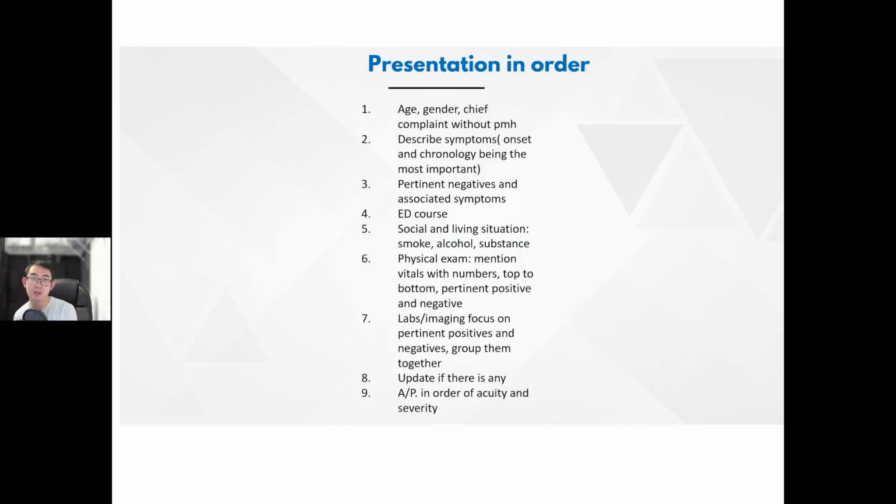So let's summarize. This is how we do the presentation in order. You mention the age, gender, chief complaint, without past medical history for the non-academic, right? Describe the symptoms, onset and chronology being the most important. Do not miss the onset and chronology. Okay. Then you mention the pertinent negatives, pertinent positive associated symptoms if there are any. Provide ED course if there is anything important that alters the differential diagnosis or management. Mention the social living situation. I would at least mention smoking, alcohol, substance use, and where the patient lives and with whom.